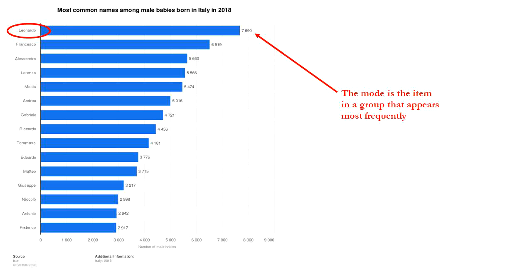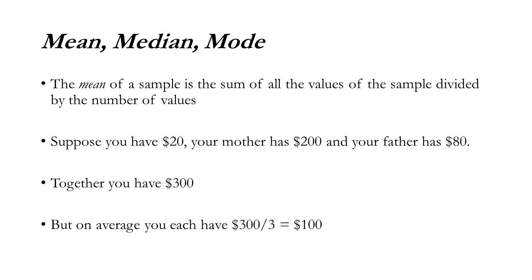And the mode, which is another aspect of the data that's useful for us to know, is the item in a group that appears most frequently. Leonardo over here. Most common names among male babies in Italy in 2018. The mean of a sample, just summing this all up, is the sum of all the values of the sample divided by the number of values. Suppose you have $20. Your mom has 200 and your dad has 80. Together you have 300, but on average you each have 100.